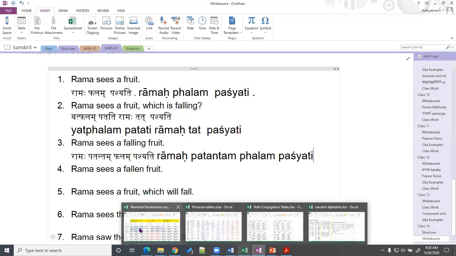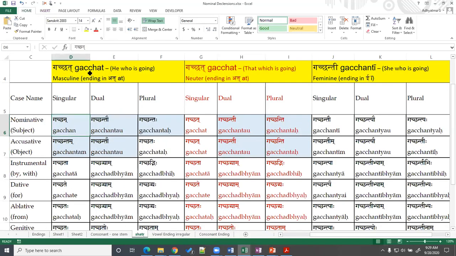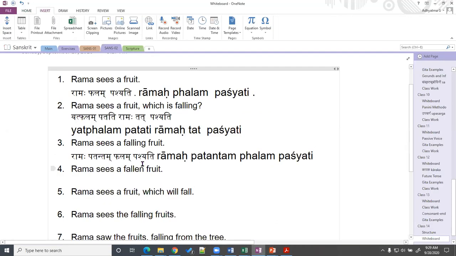Where is this word patantam coming from? You see, gacchat, the accusative singular is gacchantam. So patat, patantam, because phalam is in the accusative case, this being the adjective, will also be in the accusative case. Therefore, patantam phalam, the falling fruit Rama is seeing. So that's how you use this participle. Ramaha patantam phalam pashyati. Let me see the questions before we go forward, and you can ask any questions. We'll see other sentences, but let me first take the questions.